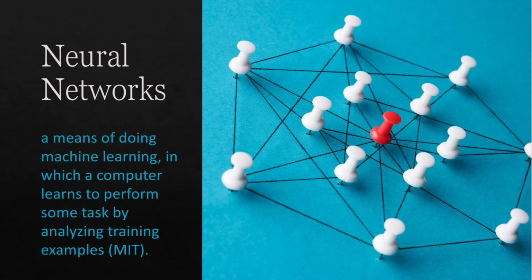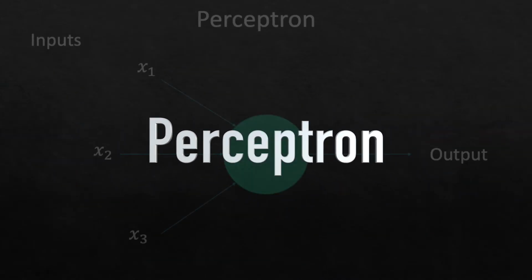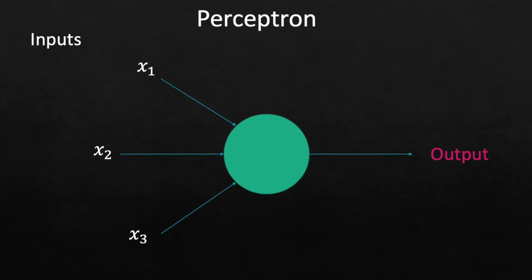Neural networks are a means of doing machine learning, in which a computer learns to perform some task by analyzing training examples. Neural networks are modeled off of the neural networks of the human brain. To understand them, we will first look at one artificial neuron, a perceptron. A perceptron produces a binary output by using several binary inputs.